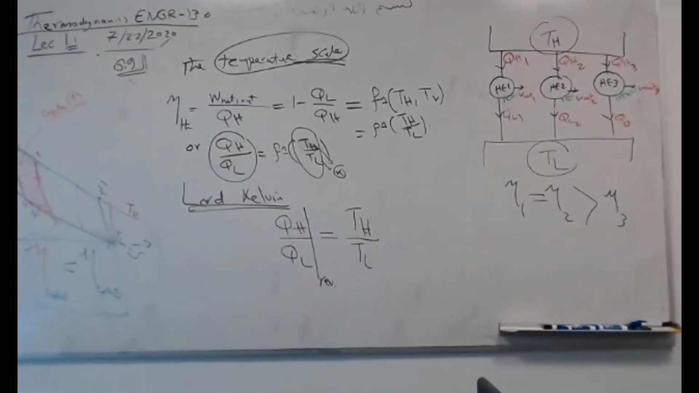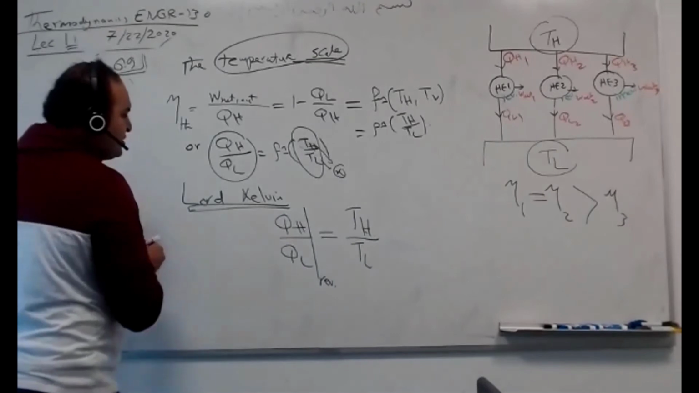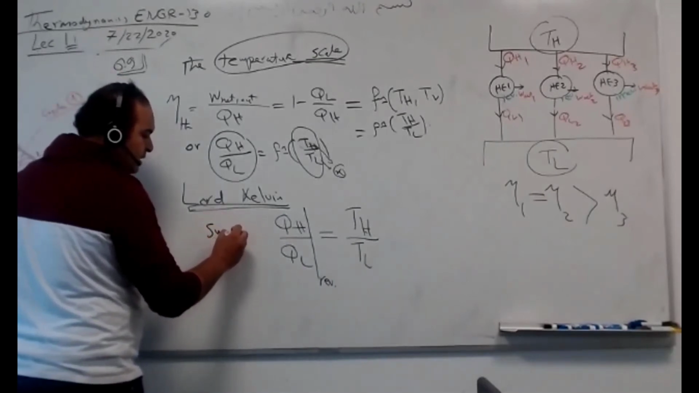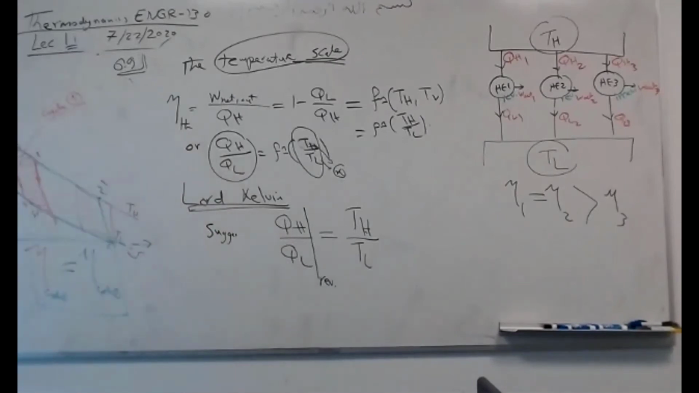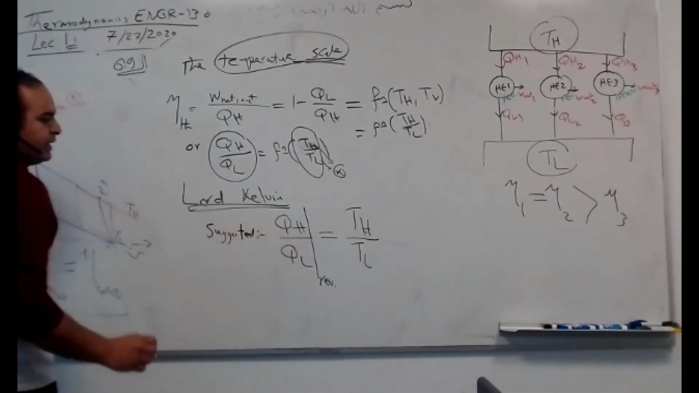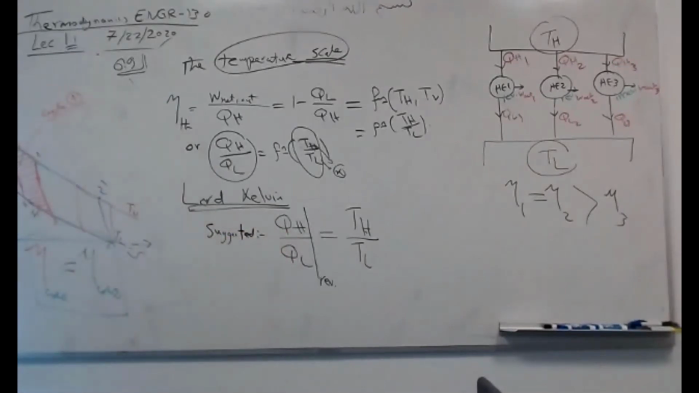We are not going to talk about the derivation of this. This is a suggestion. I think he suggested this solution: Q high over Q low, reversible, equals T high over T low.